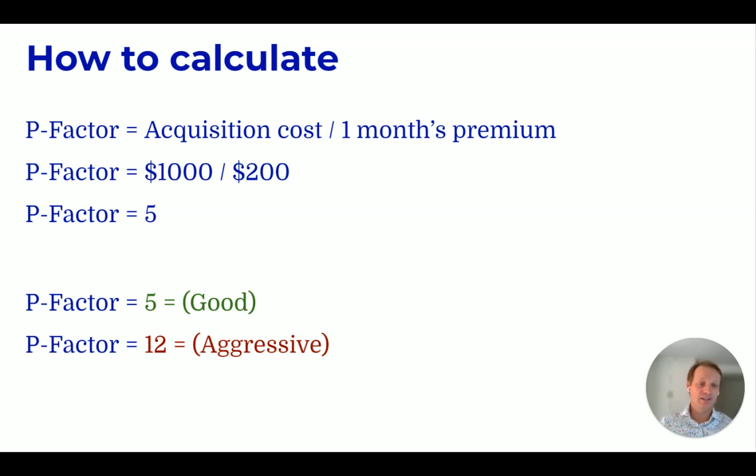If, for example, it's higher, let's say it's 12, I would state it's quite aggressive. I wouldn't say it's bad. If you're a new insurance provider, you need to get into the market and to build a book. So, more established insurance brands want a lower P factor than a high one, but this is how it's calculated.